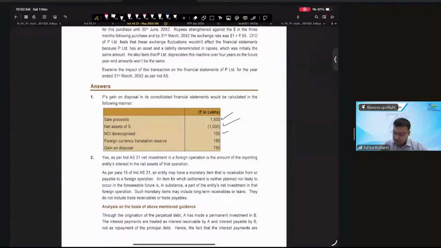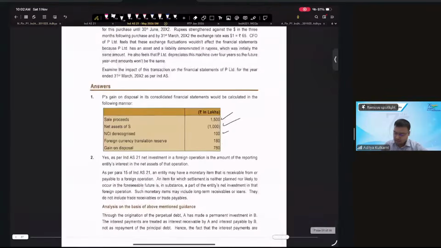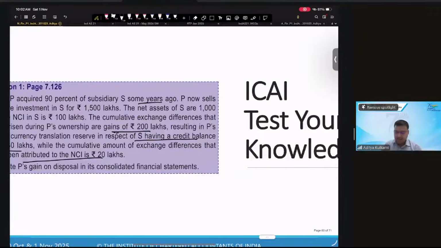Foreign currency translation reserve. The cumulative exchange differences are gains of 200 lakhs, resulting in P's FCTR in respect of S having a credit of 180 lakhs. That will go, while the cumulative exchange differences attributed to NCI is 20 lakhs. So 180 lakhs will come as your income. So when you do the netting off, that will amount to a gain on disposal of 780 lakh rupees.